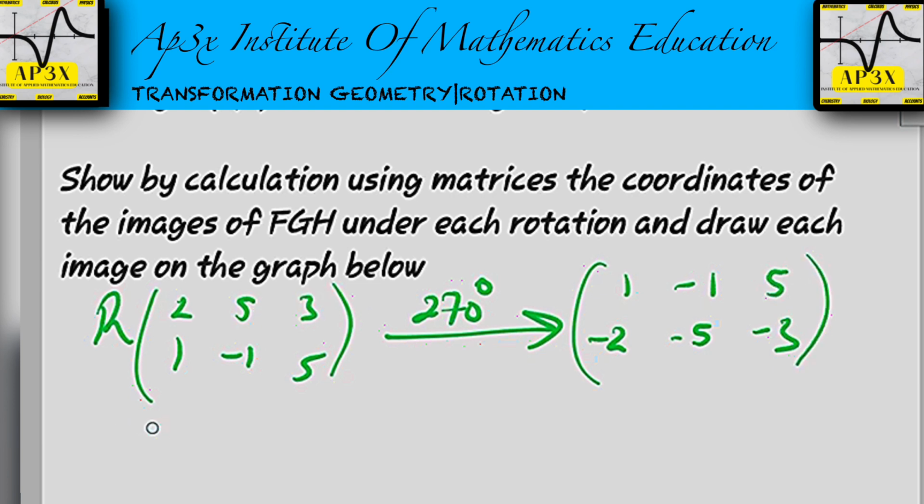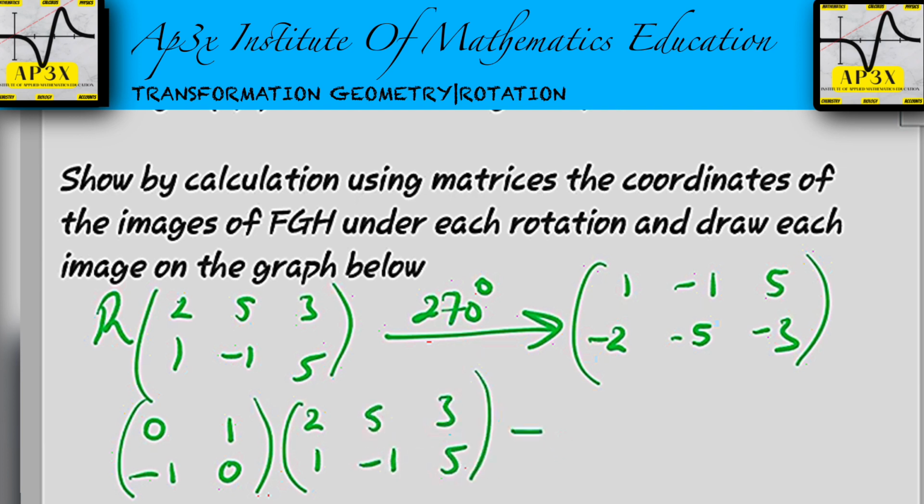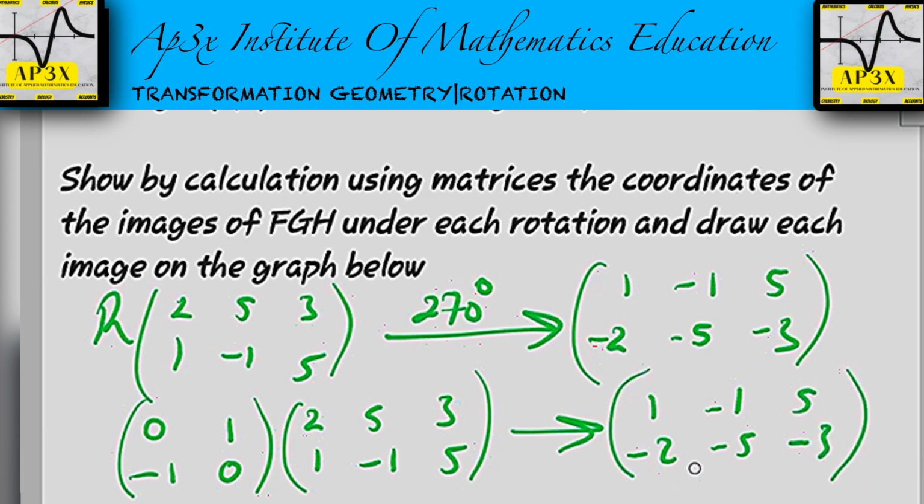Of course, you can do the same thing here. The matrix is going to be 0, 1, minus 1, 0. And therefore then multiply by 2, 1, 5, negative 1, 3, 5. Which will then produce the same result as 1, negative 2, negative 1, negative 5, and 5, negative 3. So again, if you know about matrices row by column, you will realize that it produces the same result here.